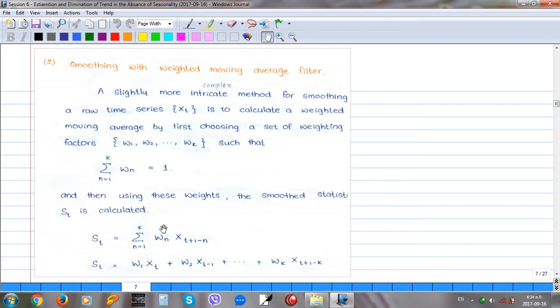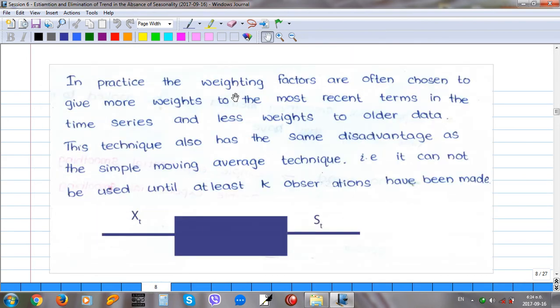So then here you can find S_T equals w_n times x_t plus w_{n-1} times x_{t-1} and so on. This is the way of finding weighted moving averages. What you have to do is multiply each observation by its corresponding weight and add all together. In practice, the weighting factors are often chosen to give more weight to the most recent terms in the time series and less weight to the older data. That is for overcoming the disadvantage of the moving average filter.